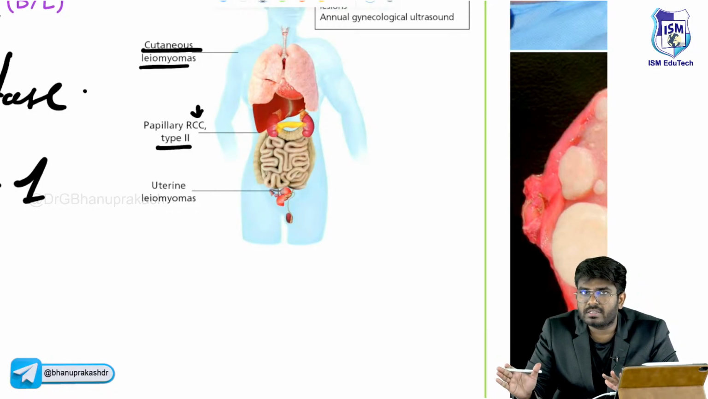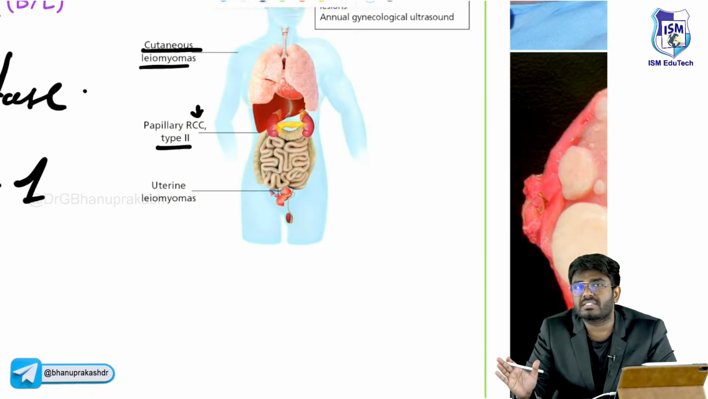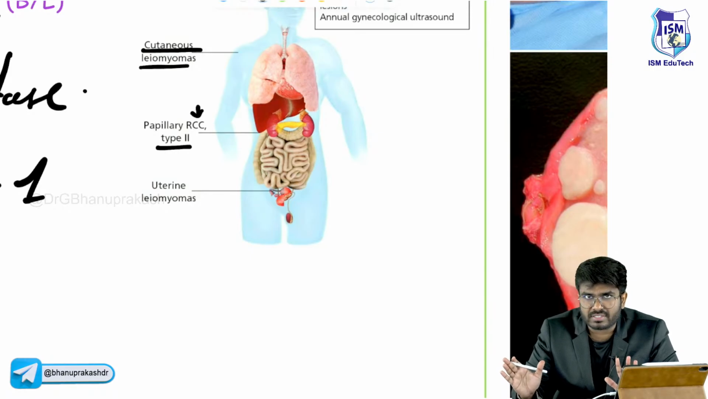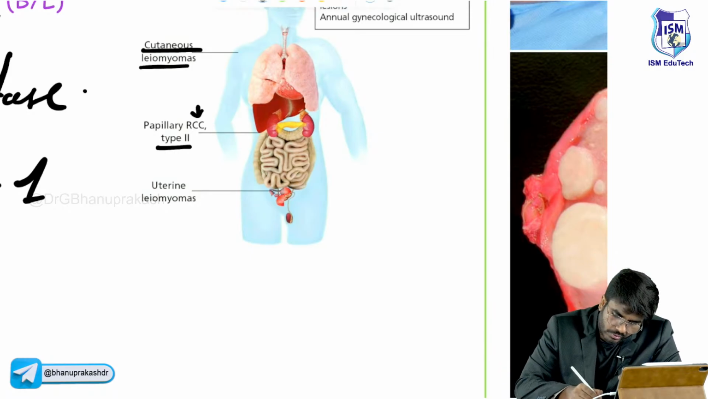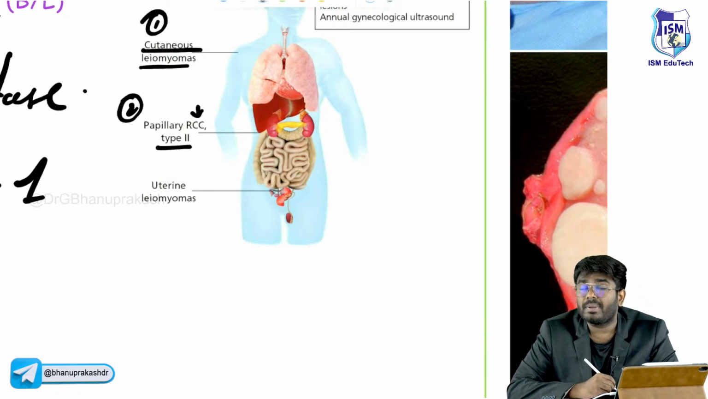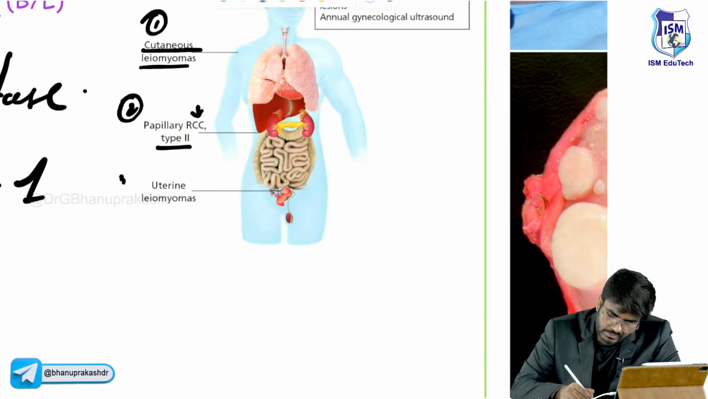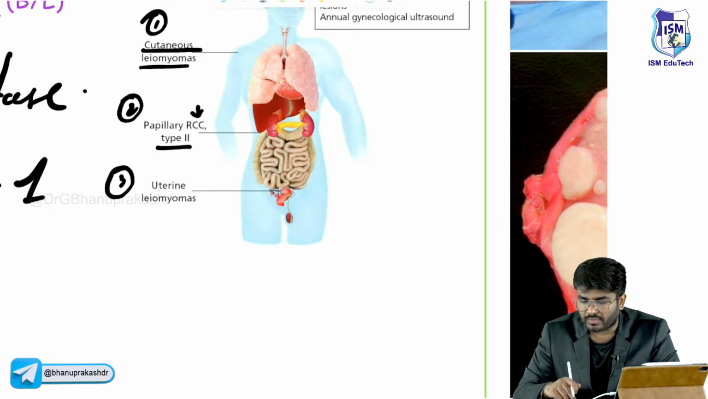See, renal cell carcinoma, you know it, but there are other variants also. In renal cell carcinoma, I will talk about the different variants: clear cell carcinoma, papillary carcinoma. Different variants are there that I will discuss. So cutaneous leiomyomas can be seen. The second one is papillary type of renal cell carcinoma, and the third one is uterine leiomyomas, or the uterine fibroids, are going to be seen.